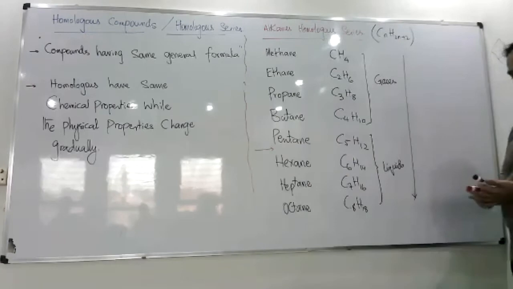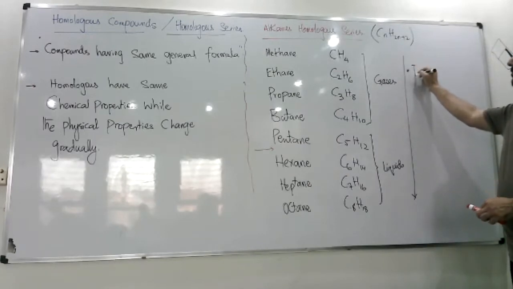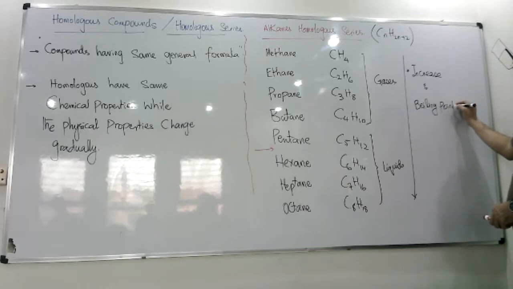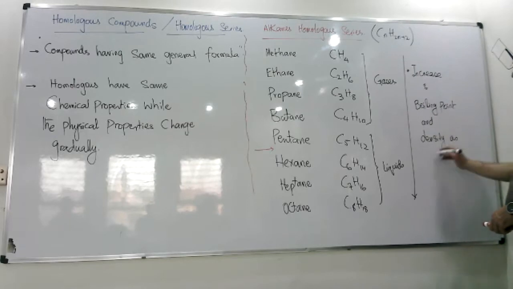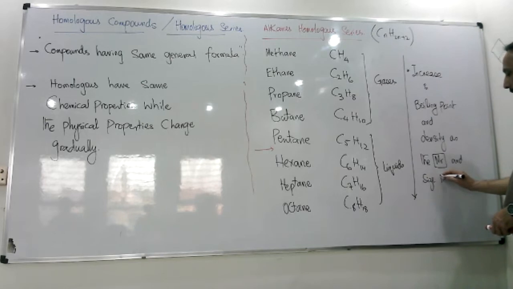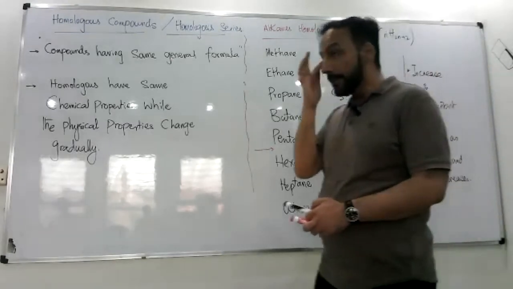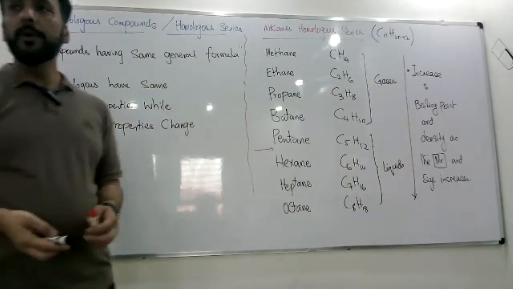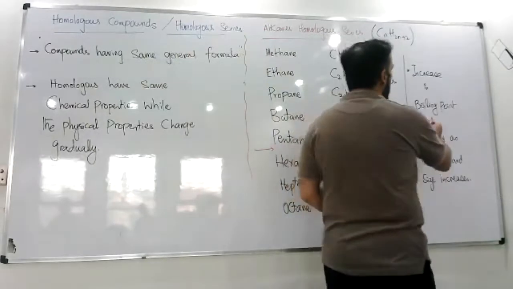So as we go down that way, there is an increase in boiling point and density as the MR and size increases. जैसे जैसे हम मीथेन से नीचे आ रहे हैं, तो इनका मास भी ज्यादा हो रहा है, एमआर भी ज्यादा हो रहा है और साइज भी. That's why their boiling point and their densities increase.